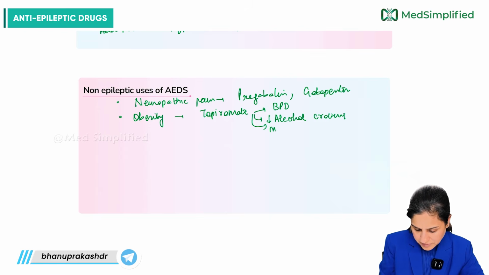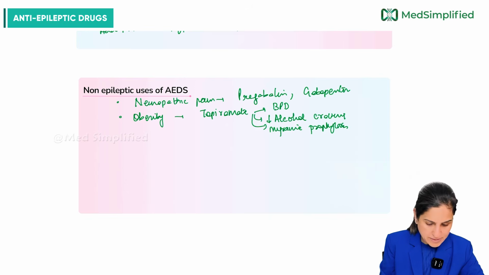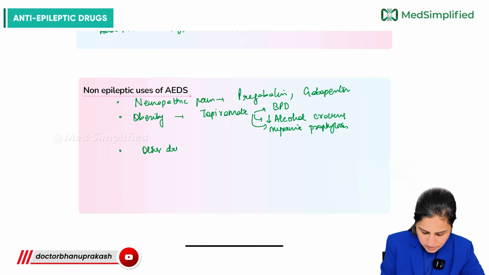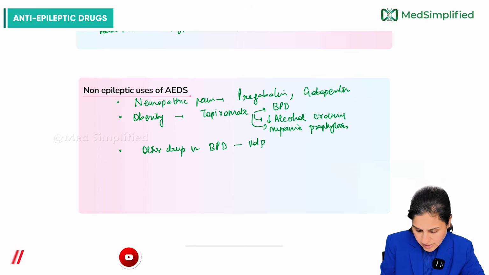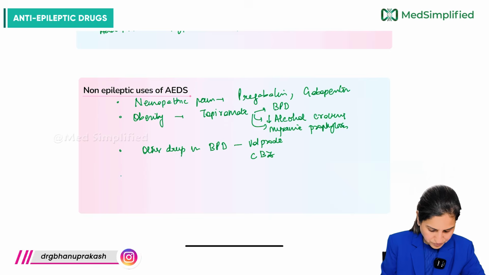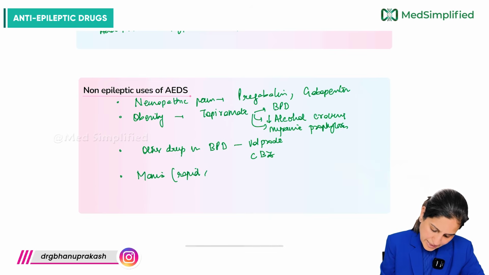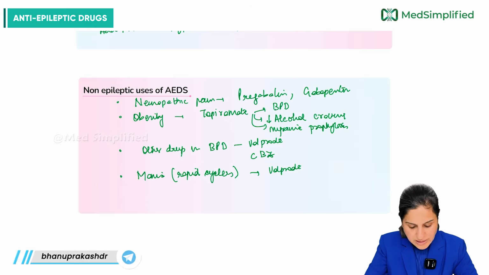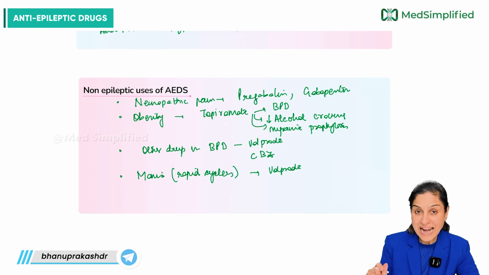Migraine prophylaxis. Right? Other anti-epileptics in bipolar disorder: we can also use valproate and we can use carbamazepine. Then in mania, especially in those who are rapid cyclers, more than 4 attacks per year, valproate is the best choice there. So these are the non-epileptic uses of anti-epileptic drugs.